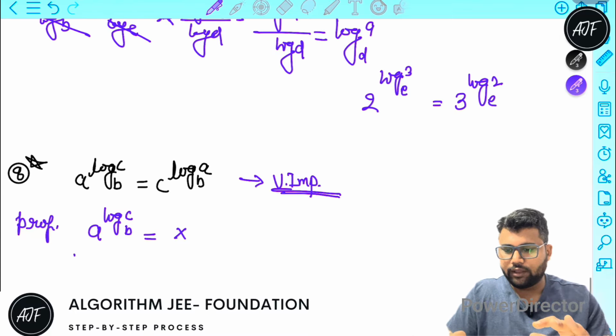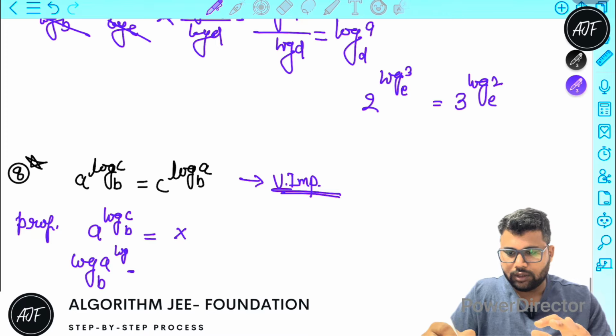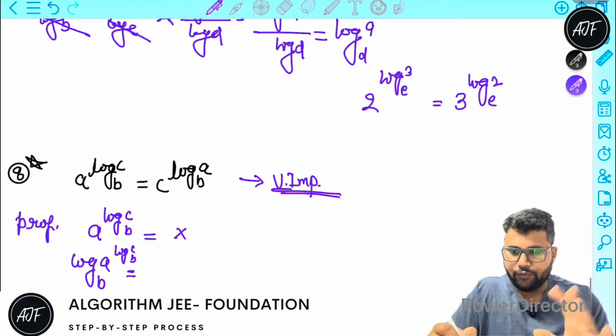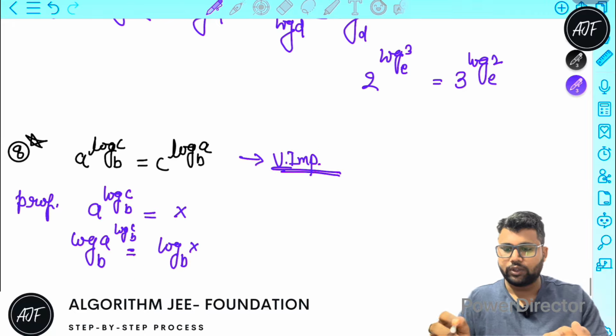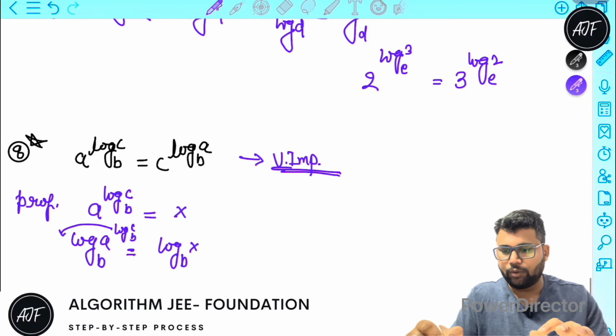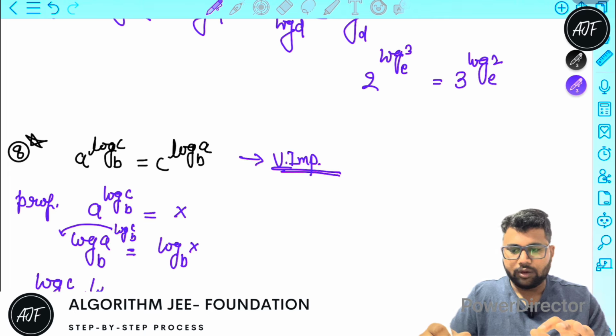Okay, so if you take the log on both sides, then the base is b, and a whole power log c base b. If you take the log on both sides with base b, after that the power shifts to the coefficient. So now you see log c base b, times log a base b, is equal to log x base b.